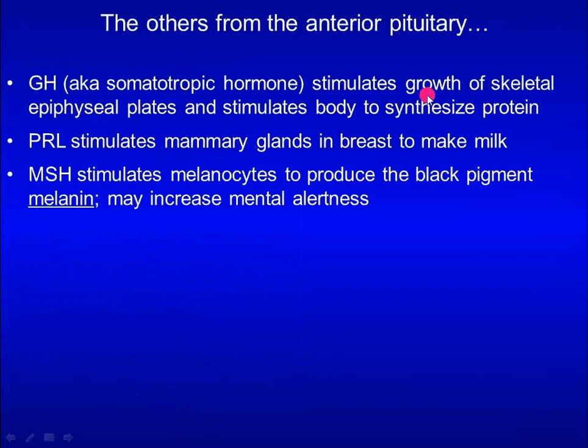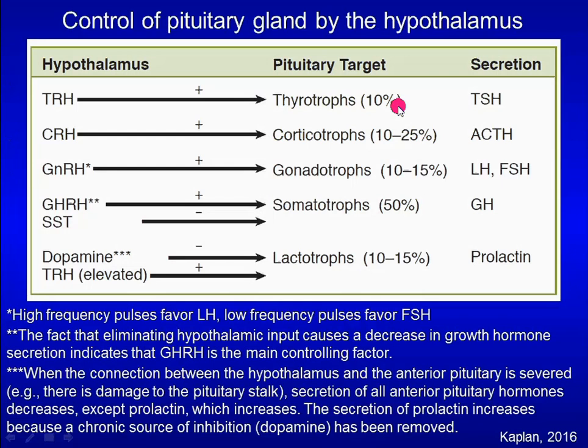Growth hormone stimulates growth of skeletal epiphyseal plates and stimulates body to synthesize protein. Prolactin stimulates mammary glands to secrete milk. Melanocyte-stimulating hormone stimulates melanocytes to produce the black pigment melanin. Most hormones from hypothalamus stimulate release of hormones from pituitary gland, except 2, somatostatin and dopamine.